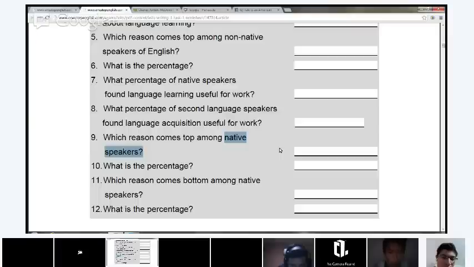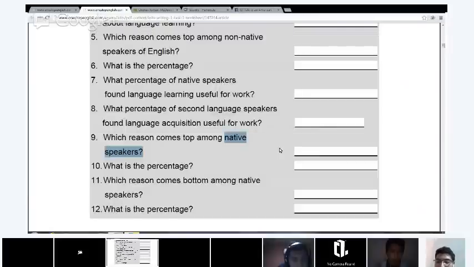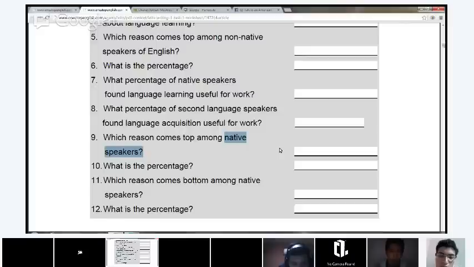The reason that comes up among native speakers is to improve job prospects. Mm-hmm. But we have to remember we have to somehow incorporate the 60% in there. So what's another way we could say that? 60% of native speakers said that improved job prospects is the top reason. Okay, so I have 60% of native speakers said improving job prospects was their top reason for language acquisition or whatever. My handwriting is getting worse as we go on.